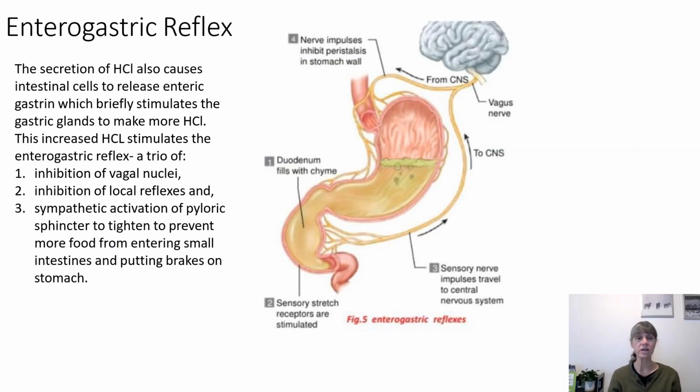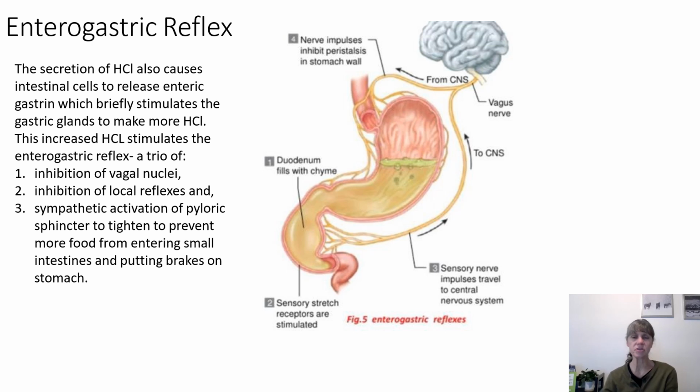The secretion of hydrochloric acid and its presence in the intestines also causes intestinal cells to release enteric gastrin, which briefly stimulates the gastric glands to make more hydrochloric acid. This increased stimulation of production of hydrochloric acid will stimulate what's known as the enterogastric reflex, which is a trio of inhibition of the vagal nuclei, inhibition of local reflexes, as well as sympathetic activation of the pyloric sphincter to tighten to prevent more food from entering the small intestines, as well as putting a brake on the stomach.